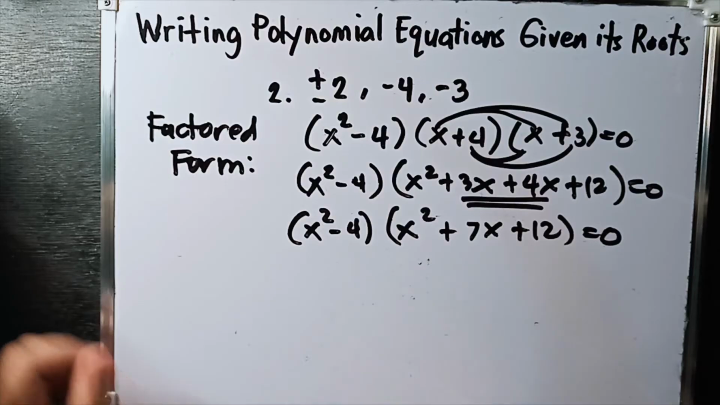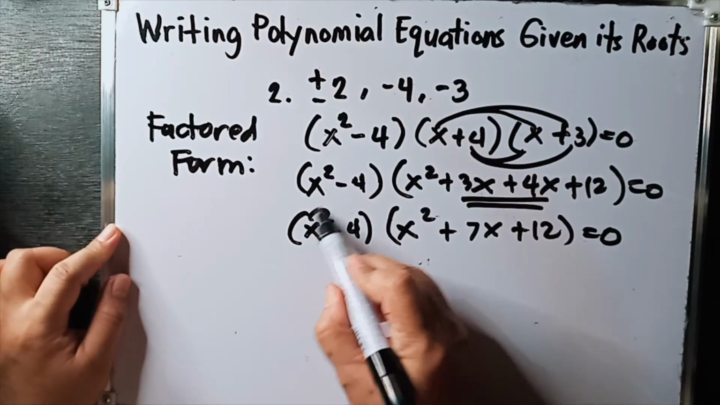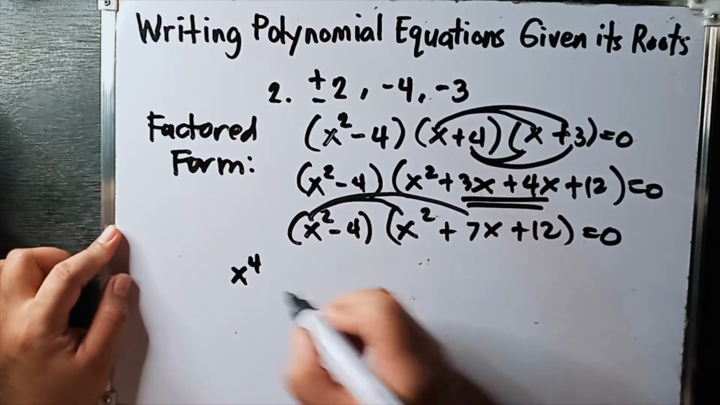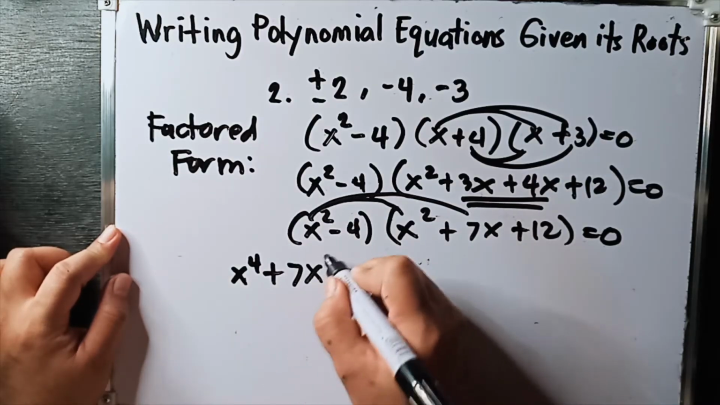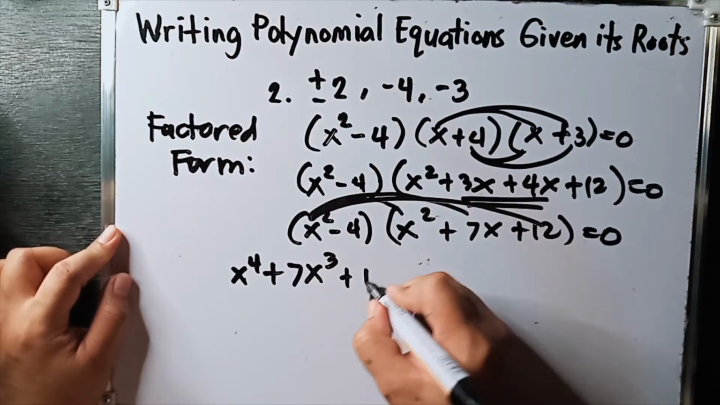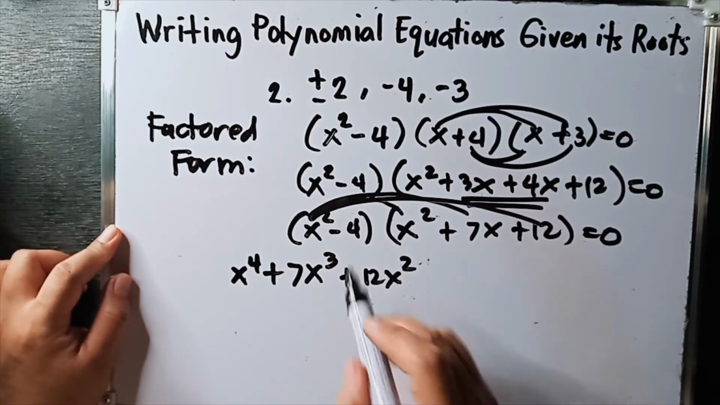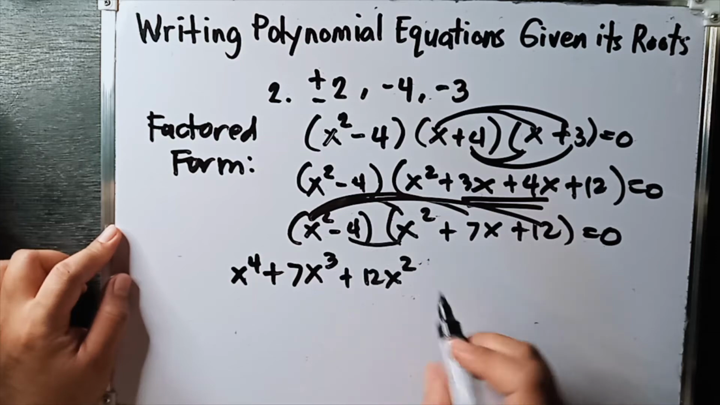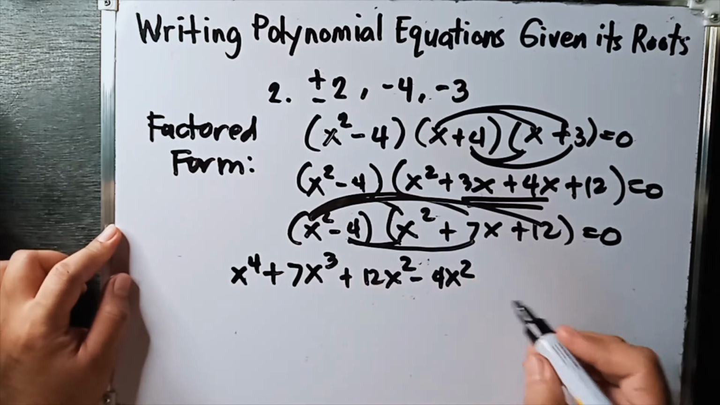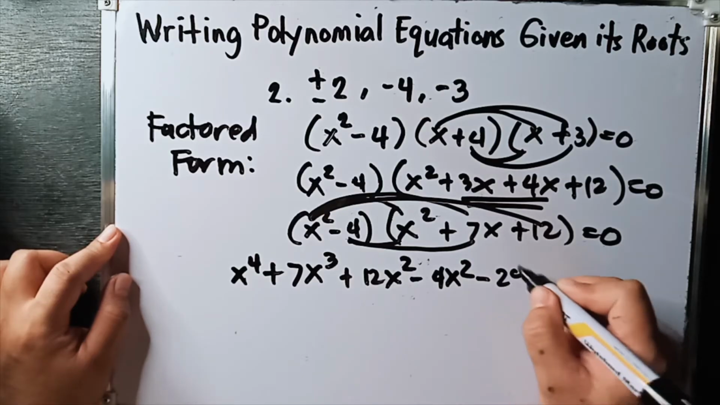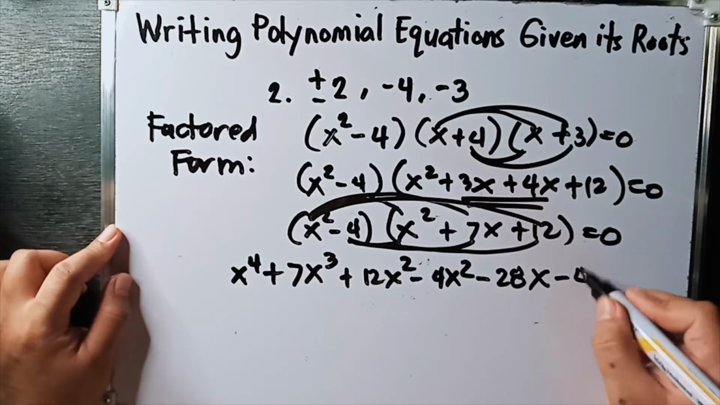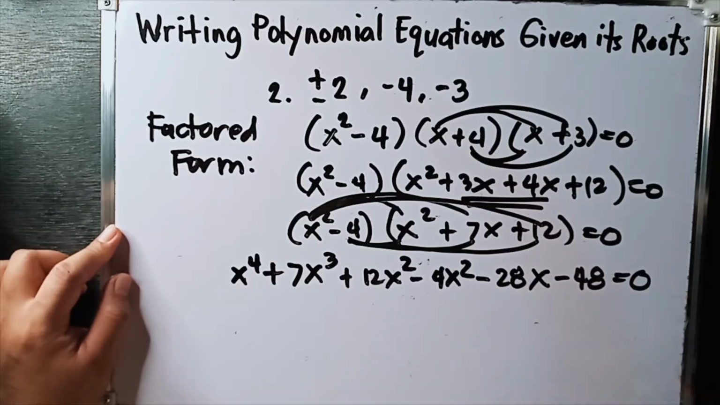Okay, and then distribute. Multiply this. We have x to the 4th. X squared times 7x is positive 7x cubed. X squared times 12 is positive 12x squared. For negative 4, we multiply negative 4x squared. Negative 4 times 7x is negative 28x. Negative 4 times 12 is negative 48 equals 0.